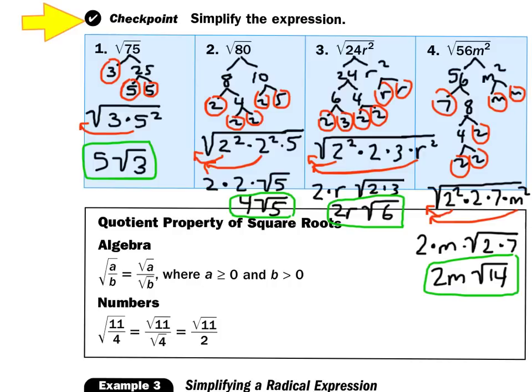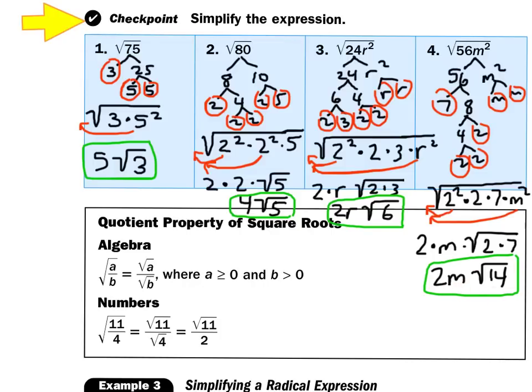Okay, and I look for who's going to get out. All right, so 2 to the second power gets out of the radical, and m to the second power gets out of the radical. So I have 2 on the outside times m on the outside times, and then under the radical there's a 2 and the 7, and they're stuck there. They can't get out. And so it's 2m times the square root of 14.